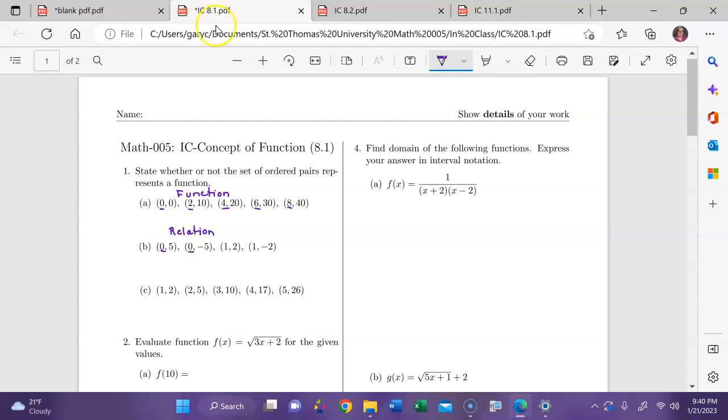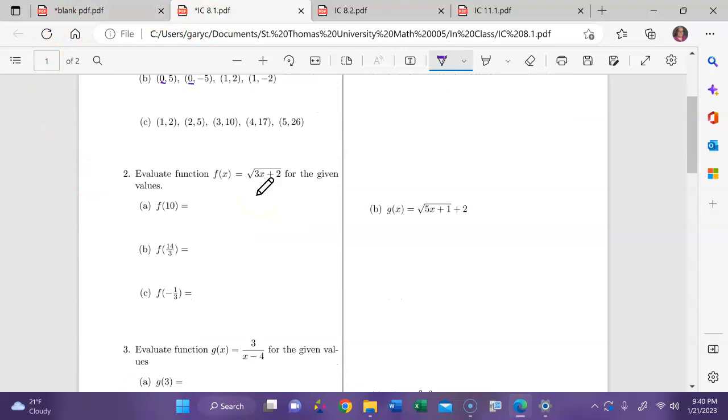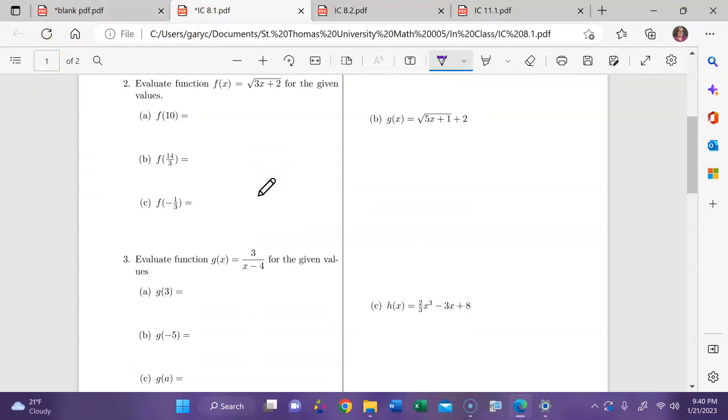All right. And in this case, if we scroll down a little bit, we're asked to determine what the values are. I'll do one of these and you guys can do the rest. I'm basically going to try and do one of each just to show us where we want to go with these. So in this case, I have a function of the square root of 3x plus 2. And we're told by the number 10 inside the parentheses that x is 10.